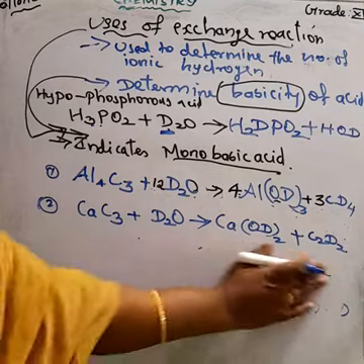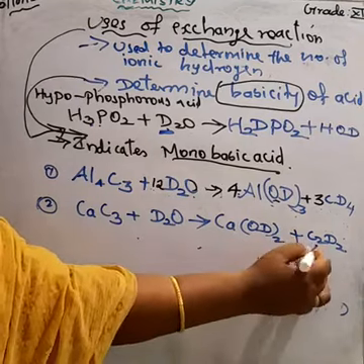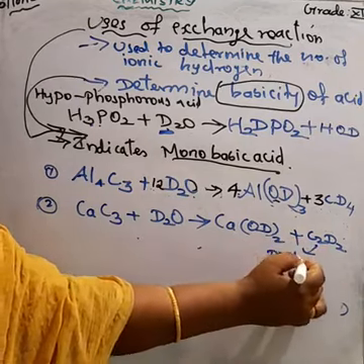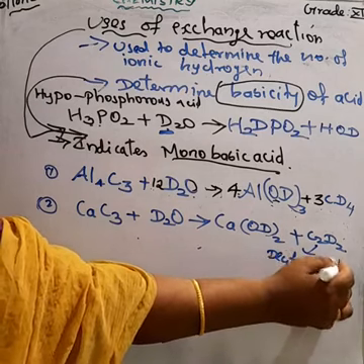What is the name of this compound? Deuterioacetylene. C2 means acetylene, the compound is acetylene, so deuterioacetylene.